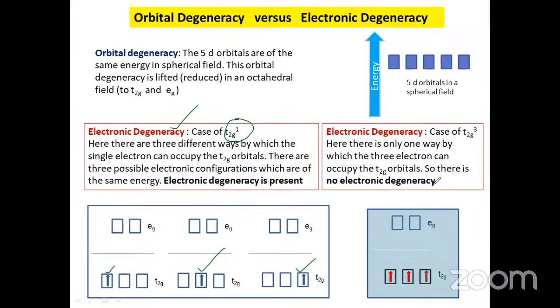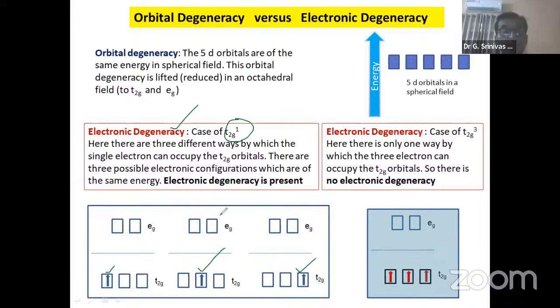Yes, here the electronic degeneracy is there in case of t2g1. So in the t2g1 electronic configuration, one electron can occupy this orbital, or this orbital, or this orbital. That's why electronic degeneracy is present for the t2g1 electronic configuration.